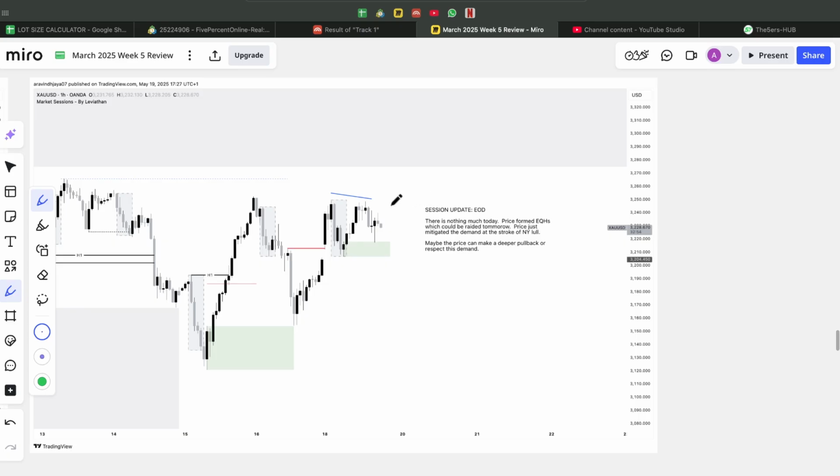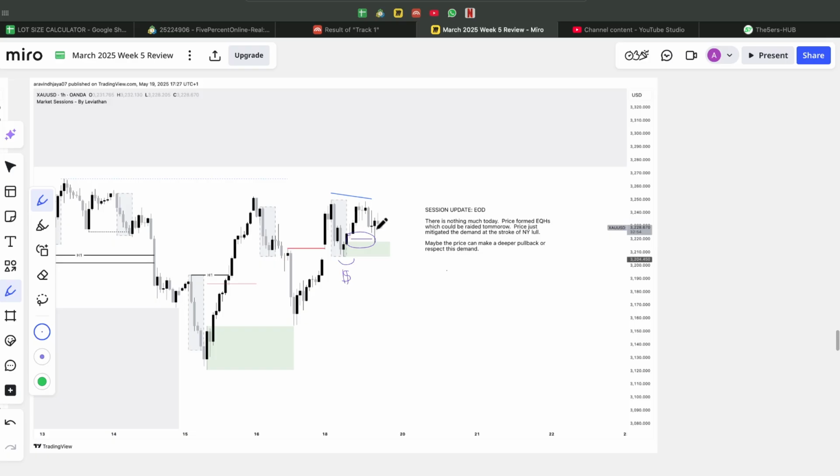Here we go. There is a risk factor of the price taking out the Asian low and invalidating this POI, but this POI is still valid because it has got some inducements right here. But the price did not mitigate this POI during the session. So it just made a strong rejection, taking out the sell side liquidity, but it did not mitigate this POI. So as a result, I did not get any trades on this day.